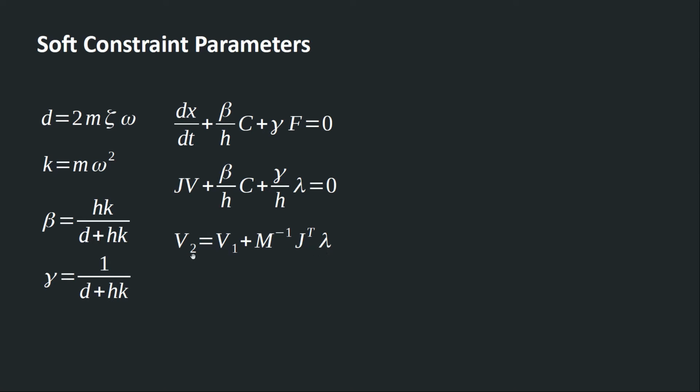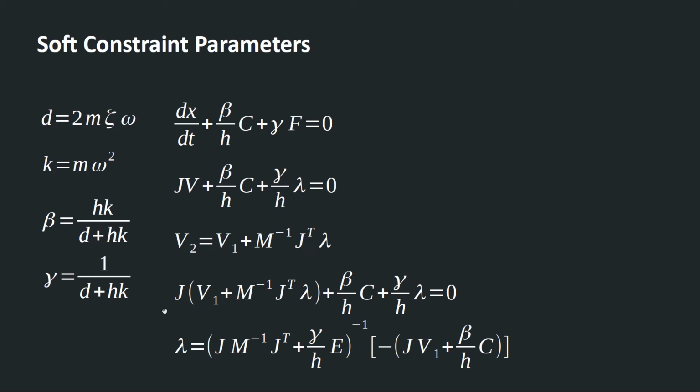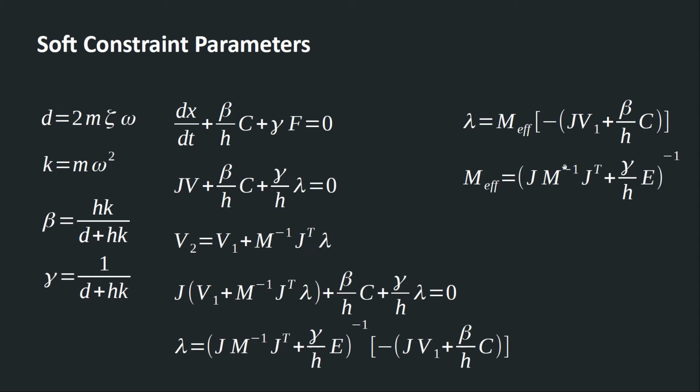This was all derived from previous tutorials. So we can plug V2, the new velocity, back into the velocity constraint equation, and it would still hold. So now we can express lambda in terms of beta and gamma, along with everything else we derived earlier in previous tutorials. Here, E is an identity matrix that matches the dimensions. Also mentioned in previous tutorials, we usually express this big inverse matrix as a single term, which is the effective mass matrix.